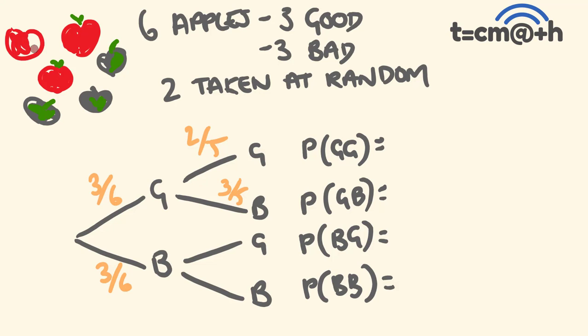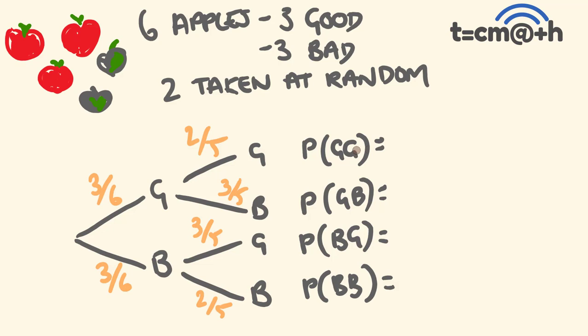Okay, well maybe that didn't happen. Maybe my apple was okay, and there it is. And instead what we did is we took a bad apple out first. Okay, let's have a look at what happens here. The probability of getting a good apple is now going to be 3 out of 5. We have 3 good apples out of 5 apples. The probability of getting a bad apple is going to be 2 out of 5.